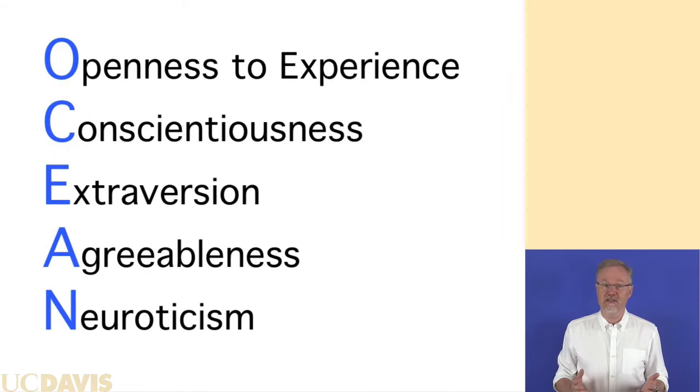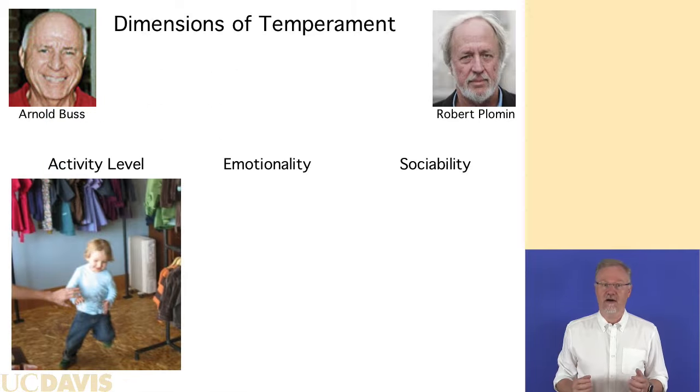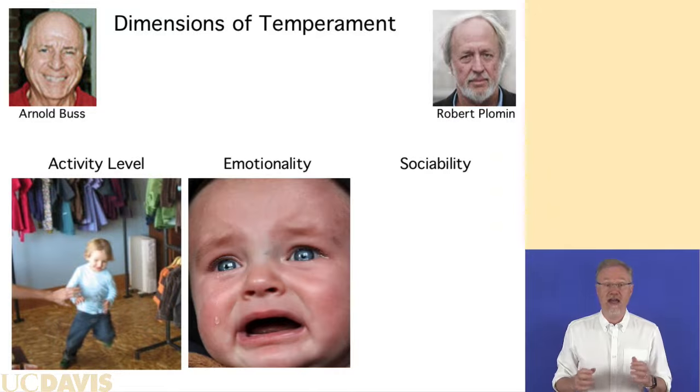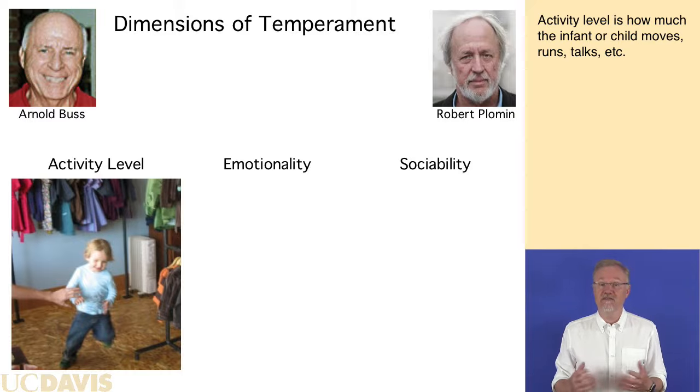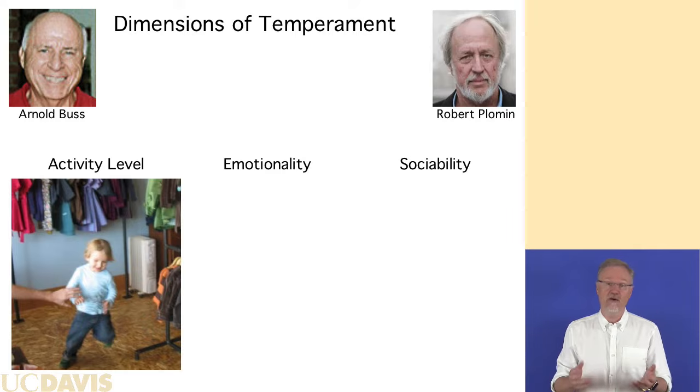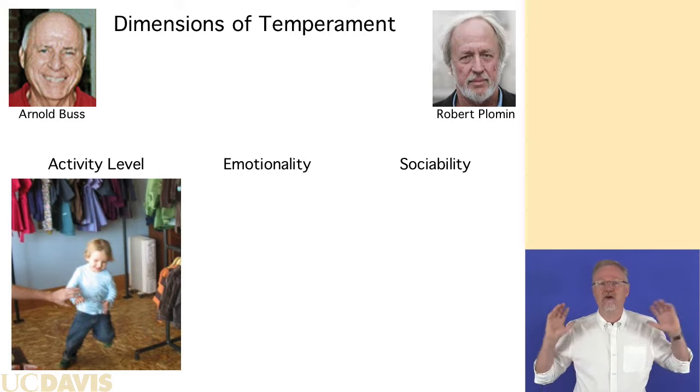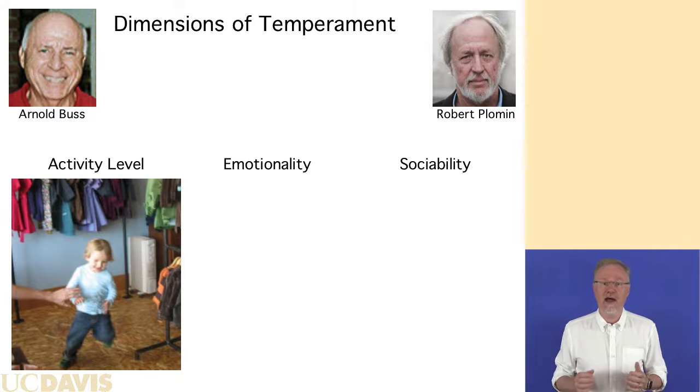Whereas personality researchers have pretty much converged on 5 main dimensions of personality, the basic dimensions of temperament are still being worked out. Questionnaire-based assessments of temperament in young children often find statistical evidence for 3 main dimensions. 2 well-known researchers, Arnold Buss and Robert Plomin, have argued that these 3 dimensions are activity level, emotionality, and sociability. Activity level is just what it sounds like. It's how much the infant or child moves, runs, talks, etc. You've probably seen a lot of variability in this in your own observations of children. Some little kids run around like crazy, whereas others will just sit quietly in a stroller.